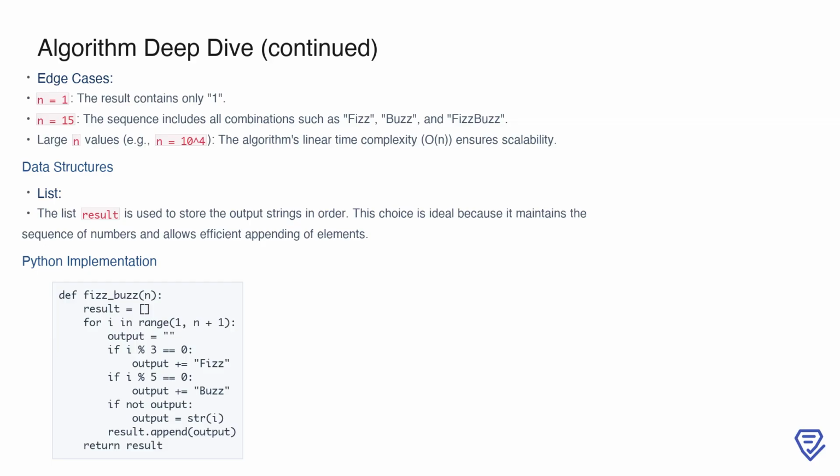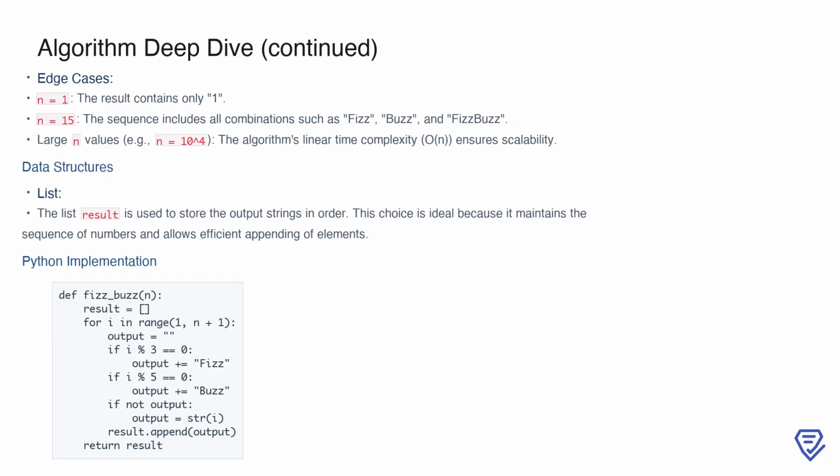The function fizz_buzz initializes an empty list called result. Then, for every number in the range from 1 to n, it constructs the output string based on divisibility rules. The final result is appended to the list, and once the loop is complete, the function returns the entire result list.